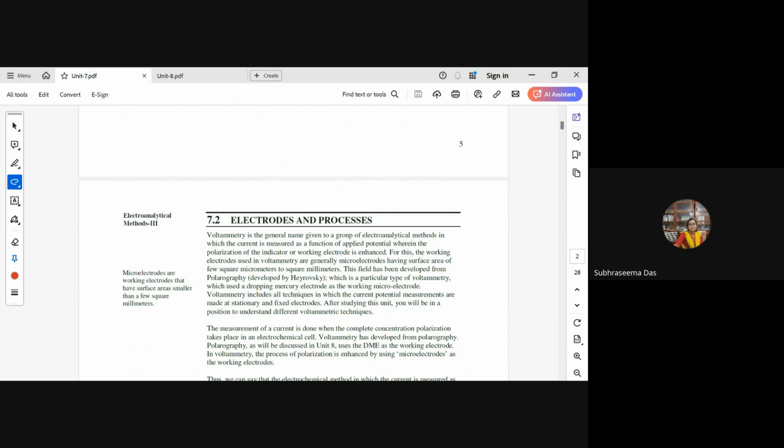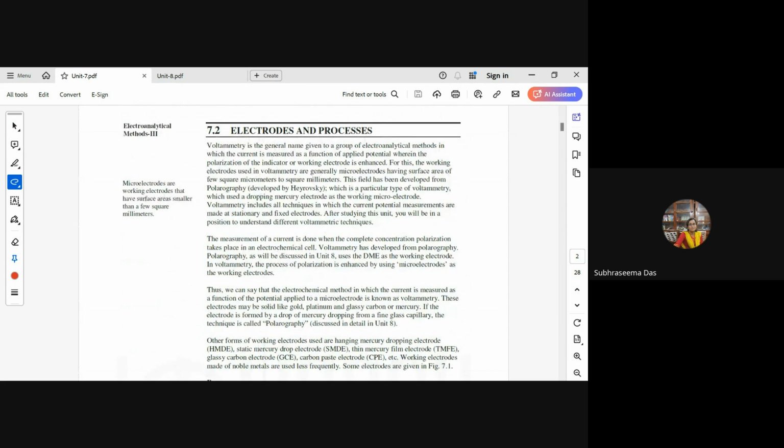So before going into the details of voltammetry, we should start with understanding what electrodes are, the various types of electrodes that are used here, and the basic working principle of a voltmeter.